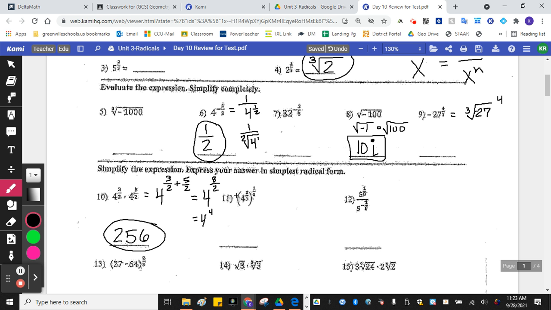On 11, you're raising a power to a power. You will multiply your exponents. Multiply exponents.